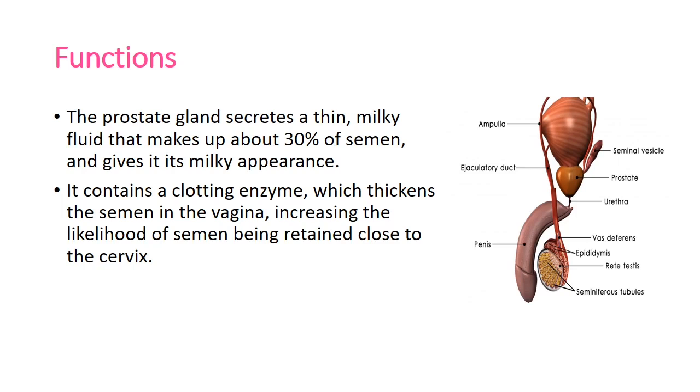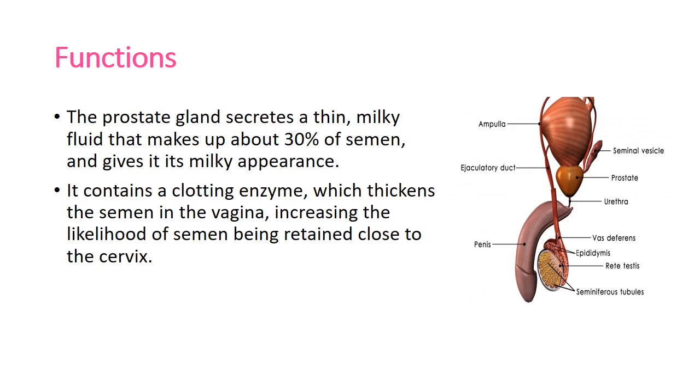Now we will see the function of the prostate gland. The prostate gland secretes a thin milky fluid that makes up about 30% of the semen and gives it a milky appearance.